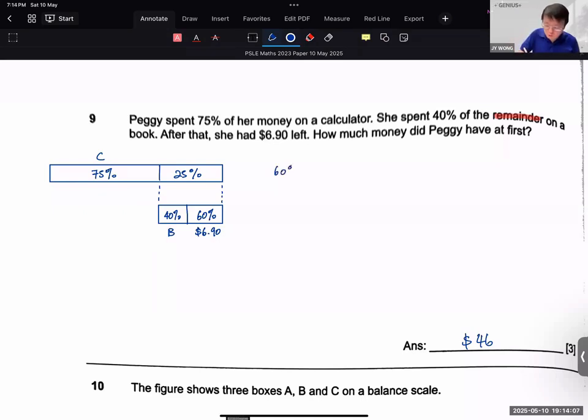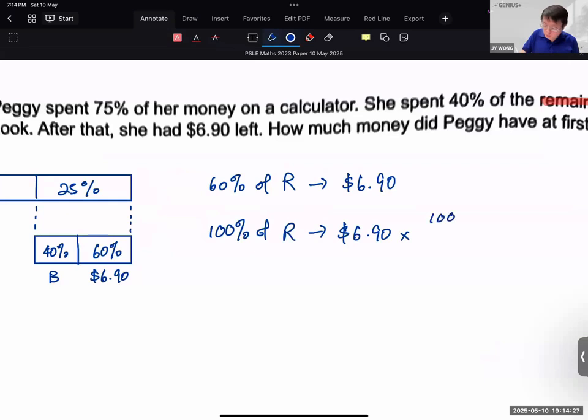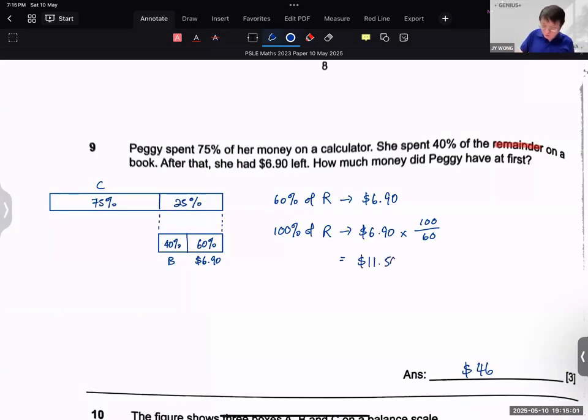So number one, you can do it this way. 60% of your remainder is $6.90. And therefore, 100% of your remainder, you can go and find 1%, it's not wrong. I'm just going to find 100% directly. You multiply by 100 out of 60 straight away. If you are not comfortable doing it this way, you can always go and find 1% and then times 100 because this is a calculator question. So that will give you $11.50.